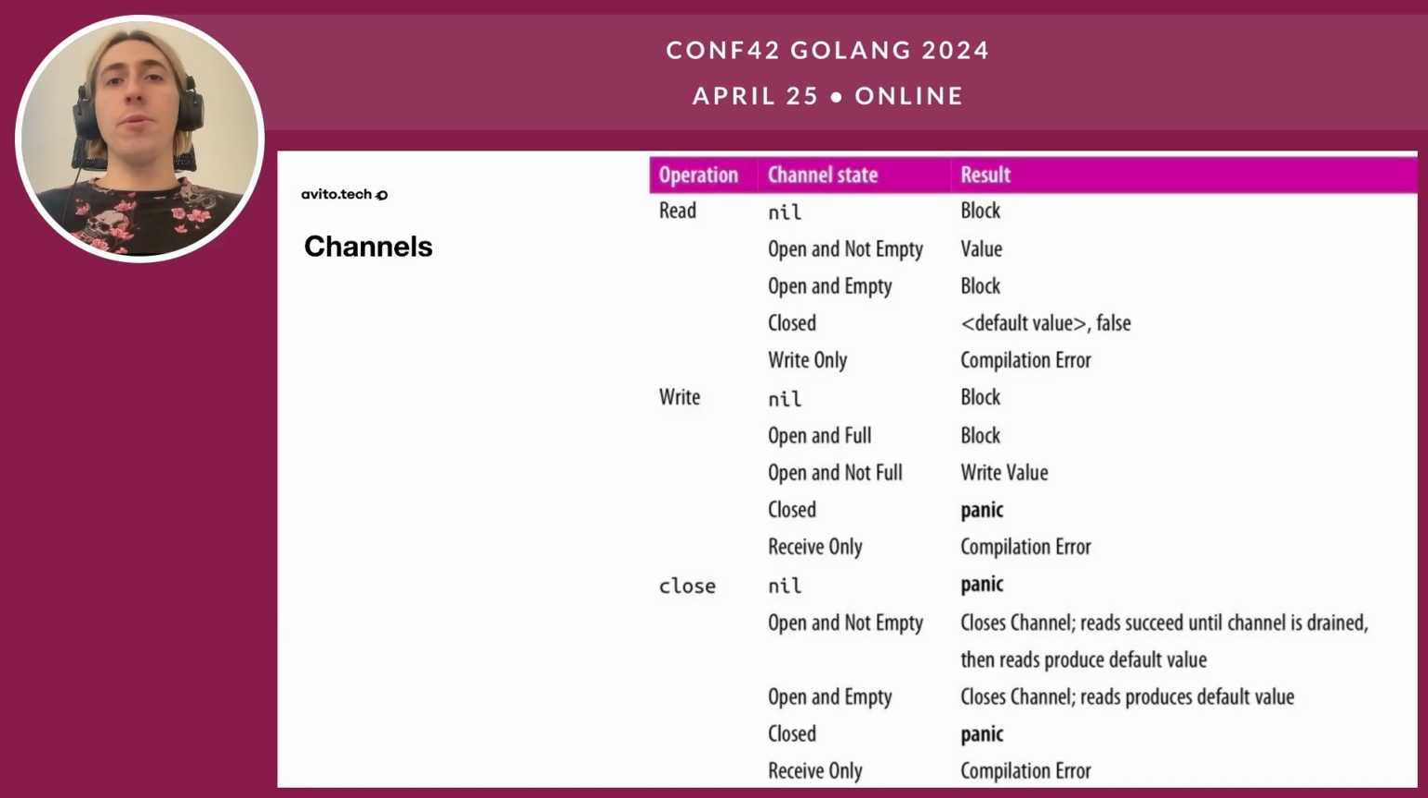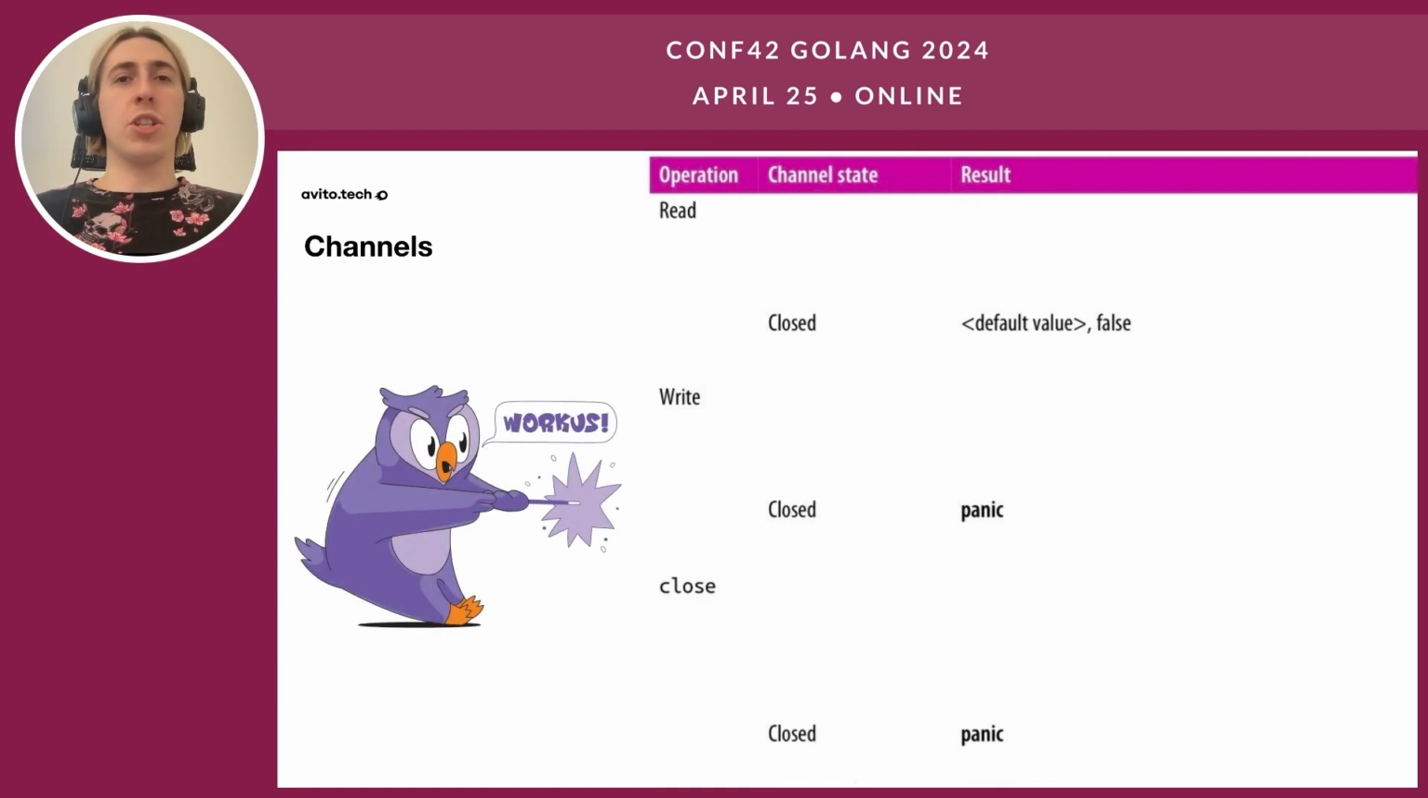There is a wonderful table that describes what we get when performing various operations on the channel in different states. Let's pay attention to the operations on the channel in the closed state. Reading from a closed channel works fine, but trying to write to it or closing it again causes a panic. This leads to a clear guideline. The goroutine responsible for writing should be the one to close the channel. This way we minimize the risk of attempting to write to a closed channel, which would lead to panic.